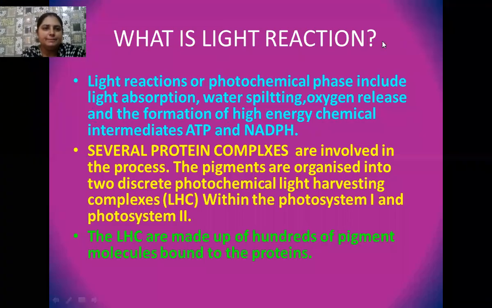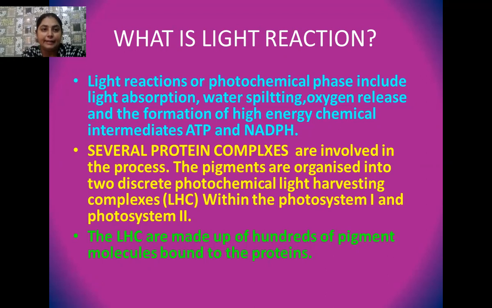Good morning, students. Today we are going to do our next topic in the chapter on photosynthesis, and that is: what is a light reaction? As I have discussed with you, students, photosynthesis is a complex type of reaction, and it has two phases. The first is the light phase, which is also known as the photochemical phase, and the second phase is the dark phase, which is also known as the biosynthetic phase.